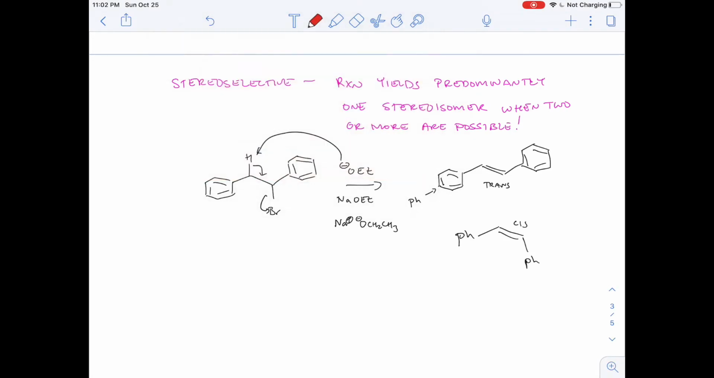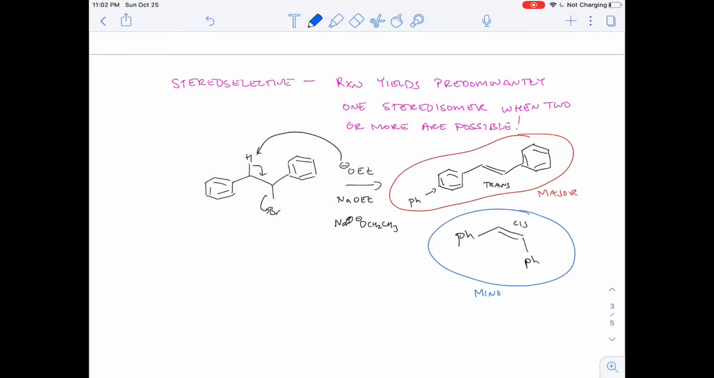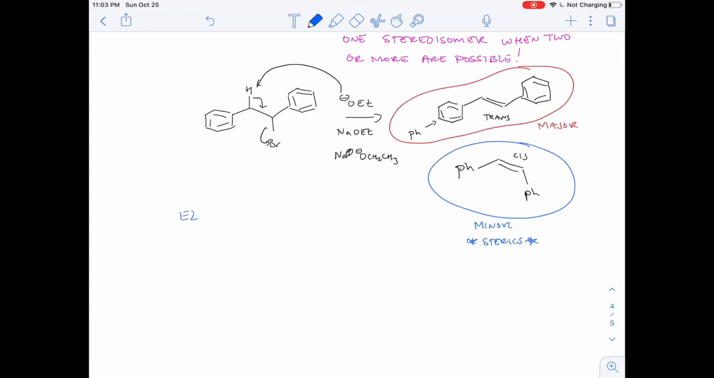So we form two isomers, cis and trans. Trans is going to be the major isomer, and the cis is going to be the minor isomer because of sterics, right? It's less stable, and so therefore this reaction is stereoselective as well, and this reaction is an E2 reaction.